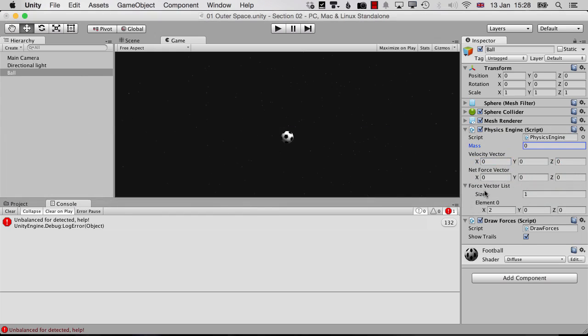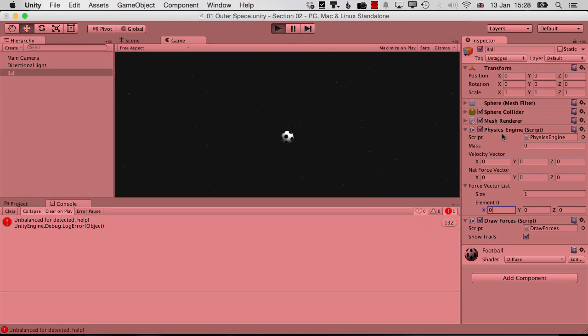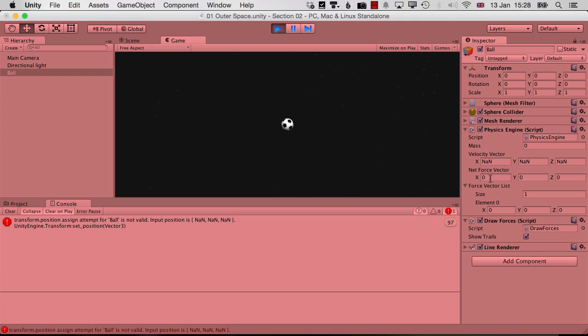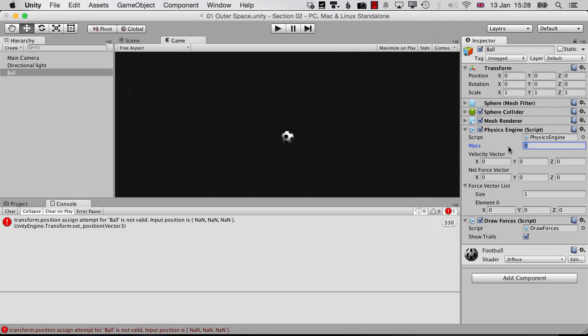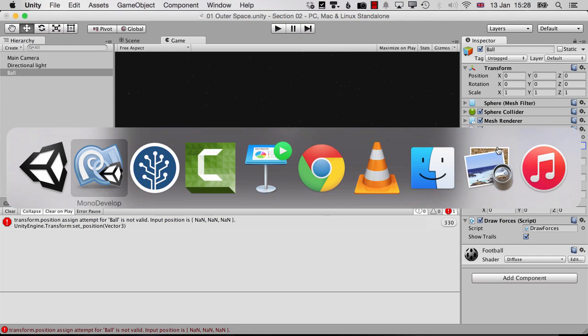Let's make sure we're starting with no forces. And we hit play. What happens? Nothing. Now we've got not a number, not a number, not a number in our velocity. Why? That's because our mass is 0, and the inspector overrides the code.